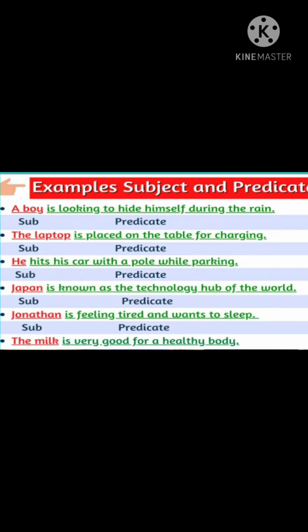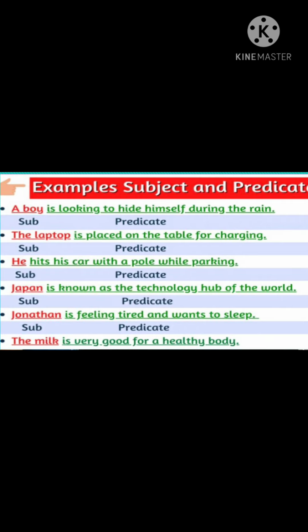Now let us see the examples of subject and predicate. As I told you, subject is the doer of the action, who does the work. And about what we are speaking, for that we call it the subject. The rest part of the sentence, what the subject does, that one we call the predicate. Other than subject, the rest part of the sentence will be the predicate.